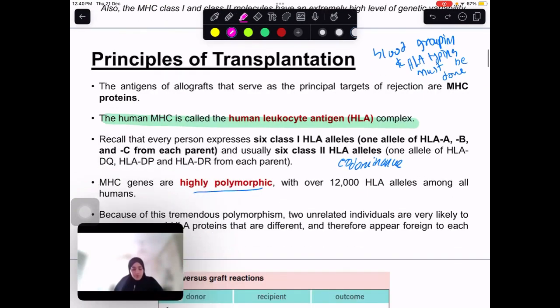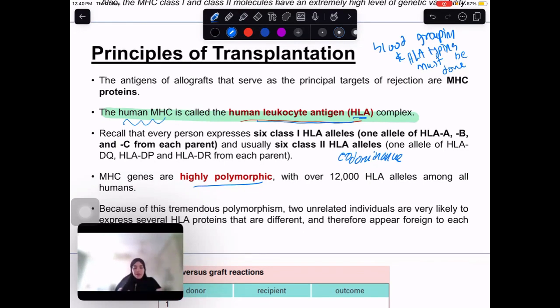So when I want to transplant, I need to make sure of two things. I need to make sure that the blood grouping is the same, and that the MHC, or the HLA, they call it HLA as well, which is going to be what? Human leukocyte antigen. So here, human MHC is also called the human leukocyte antigen. They're basically the same thing. MHC, HLA is the same thing. HLA is just saying that this is MHC for humans, okay?